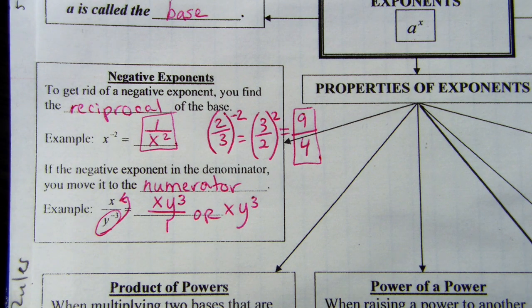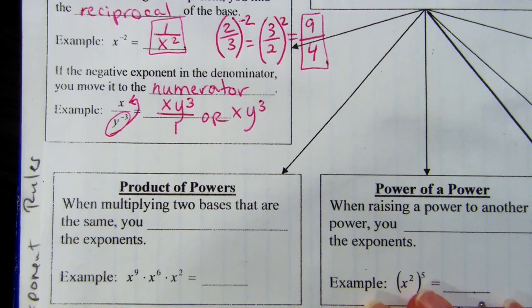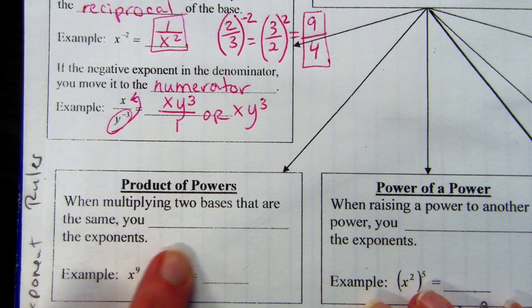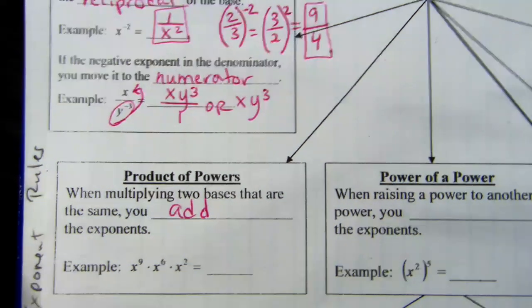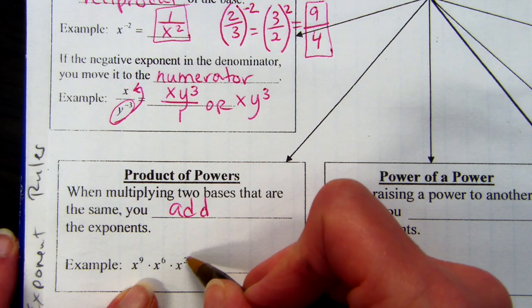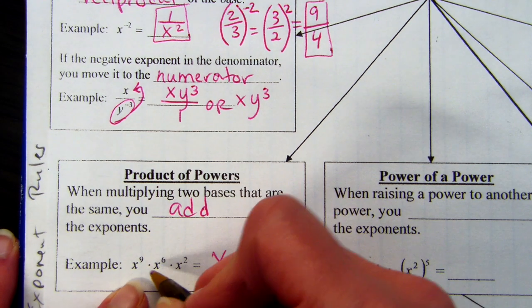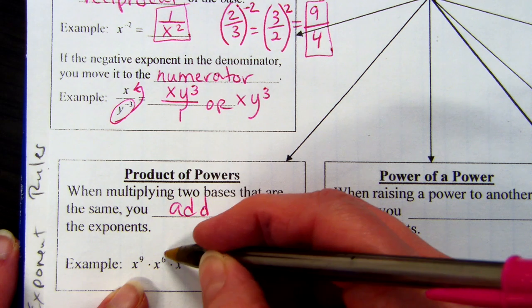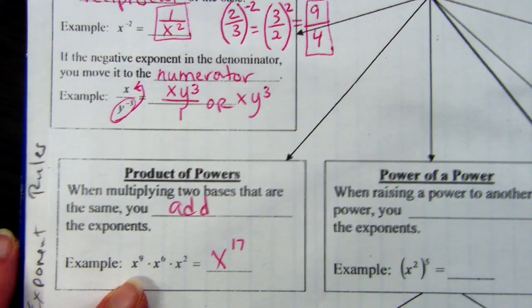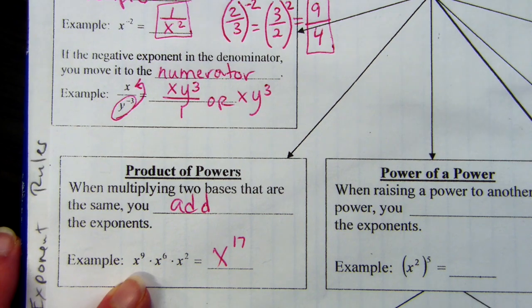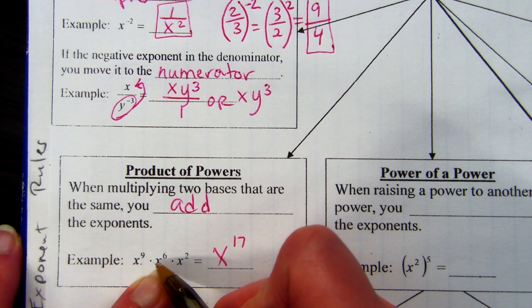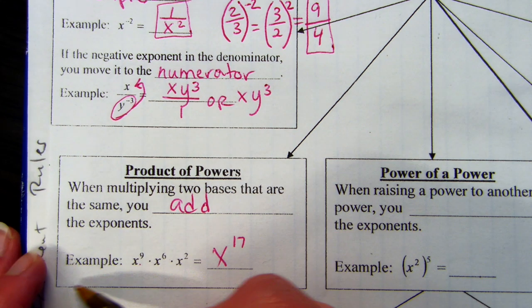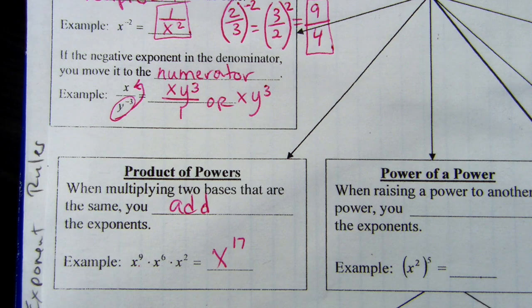Okay, so let's go down to product of powers. In multiplying two bases that are the same, you add the exponents. So for example, x to the 9th times x to the 6th times x squared, I'm just going to add 9 plus 6 plus 2. So 9 plus 6 is 15 plus 2 is 17. And the reason for that is if I wrote all this out, this is x multiplied by itself 9 times. That would be 6 of them. That would be 2 of them. And if I just wrote it out as a big long thing, if x is being multiplied, there'd be 17. That's why that rule works.